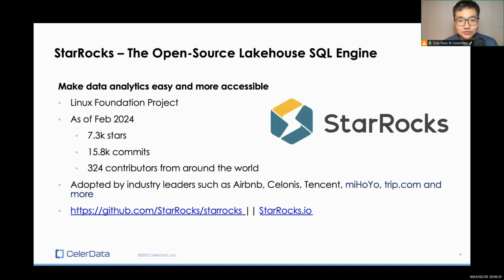StarRocks is open source, available on GitHub, and is also a Linux Foundation project. As of February 2024, it has accumulated 7.3 thousand stars, almost 16,000 commits, and 324 contributors from around the world. It has been adopted by industry leaders such as Airbnb, Celonis, Tencent, MiHoYo, Trip.com, and a lot more. You can learn more about StarRocks in two links. The first is the GitHub repo, and the second is the StarRocks homepage.